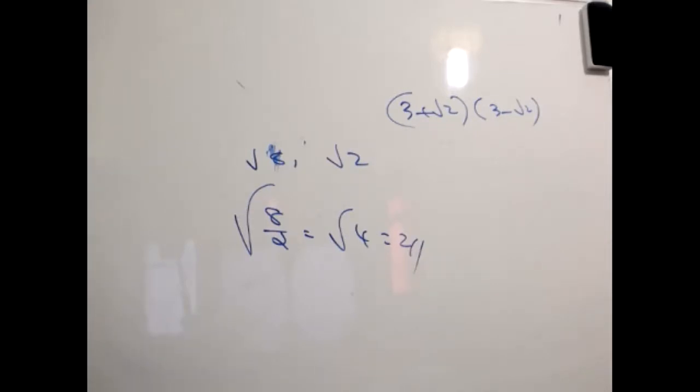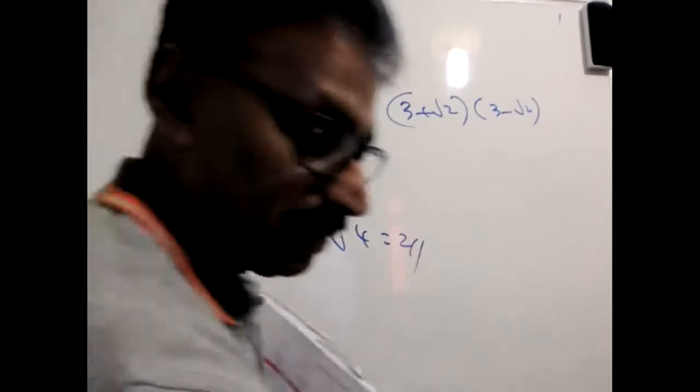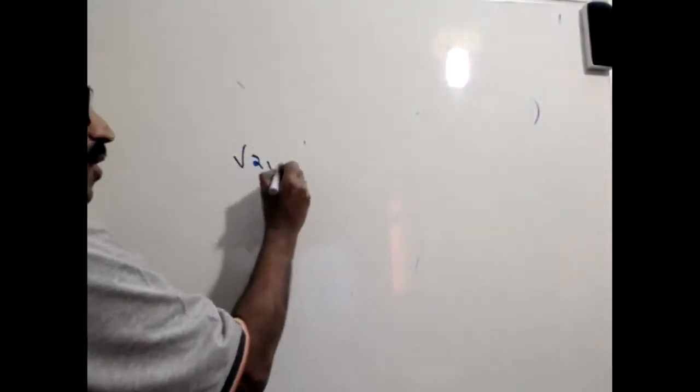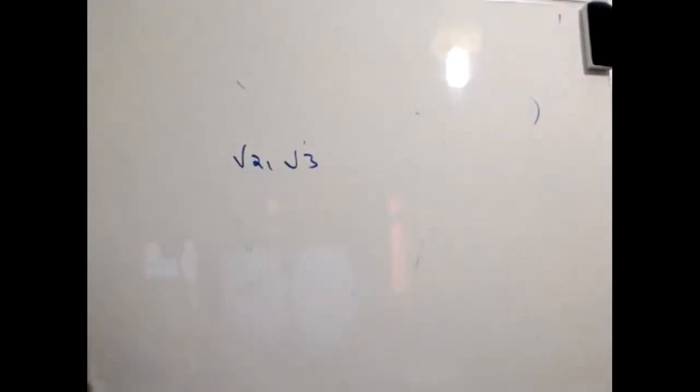Sum of two irrational is irrational. What is an example? Root 2, comma root 3. We cannot add, we just keep root 2 plus root 3. That is also an irrational number. Sum of two irrational is irrational. Next.